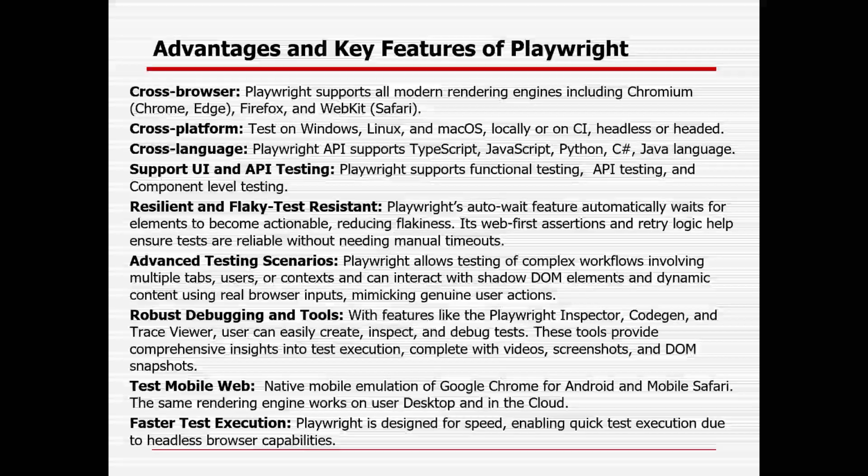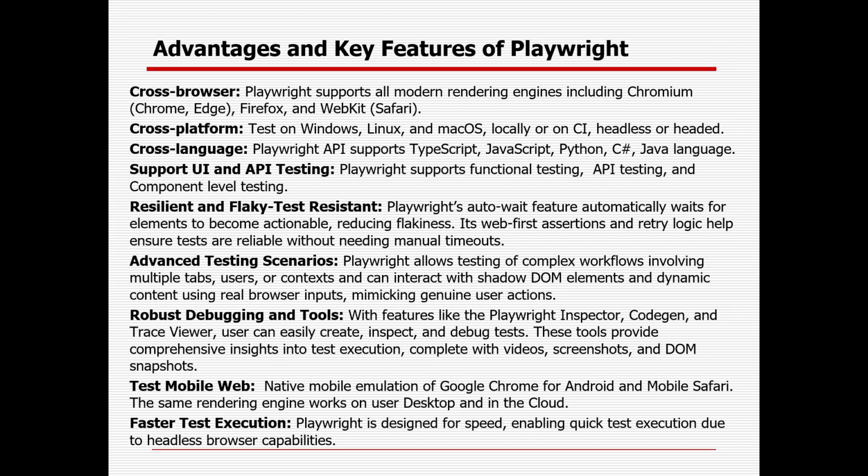Robust debugging and tools, with features like the Playwright Inspector, Codegen, and Trace Viewer. These are three additional features available in Playwright. With these features, users can easily create, inspect, and debug tests. These tools provide comprehensive insight into the test execution, complete with video, screenshots, and DOM snapshots. So this is the way it has robust debugging features.